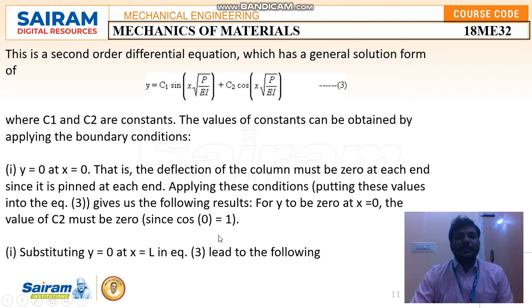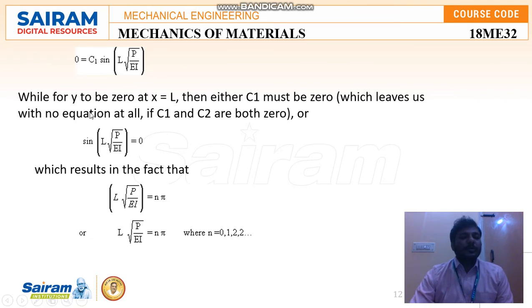Now from the equation we can write that y is equal to 0 and we replace x with L: c1 into sine of root of P by EI into L. For y to be 0 at x equal to L, then while substituting that, c1 will become 0.